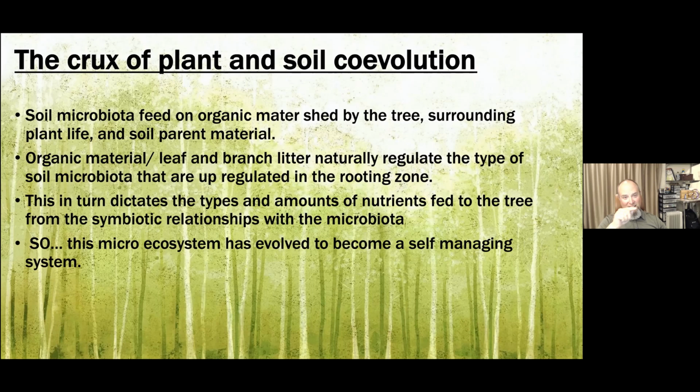So that's kind of your full circle. It's like okay, the tree is shedding material, it's decomposing, the fungus is breaking it down, feeding it back to the tree, and we continue this loop and we continue this loop, and together they stand stronger than alone. And it's become a self-managing system.